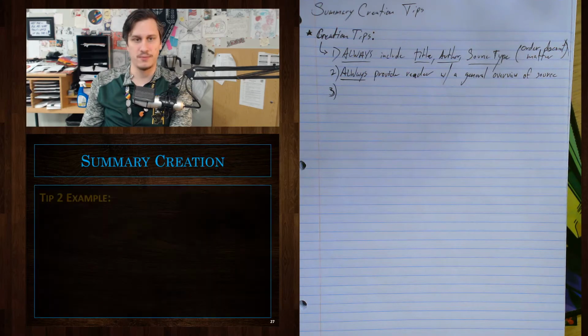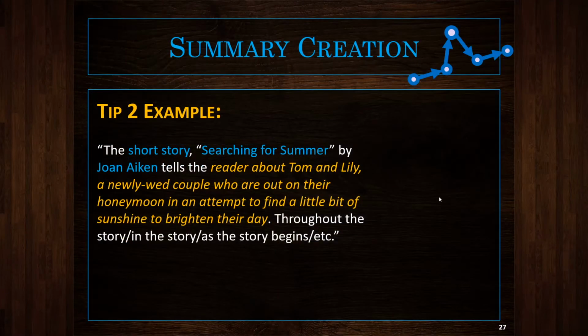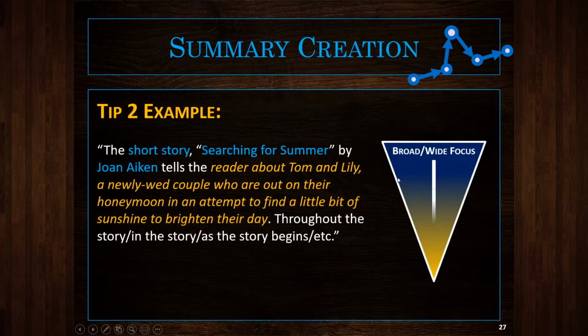And I always have this picture here as an example. The short story, Searching for Summer by Joan Aiken, tells the reader about Tom and Lily, a newlywed couple who are out on their honeymoon in an attempt to find a little bit of sunshine to brighten their day. Aw, isn't that cute? Okay, it'll make more sense later. I always show my students this picture that I've made. It's a really simple one. You have a triangle, so to speak, that follows along with this little piece of writing that I've created. So if you look right here, this is the first line of my summary, and then down here is the end of my summary, correct?